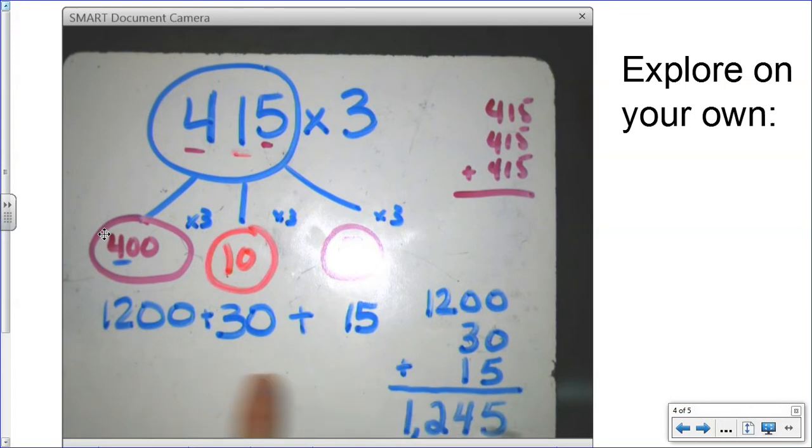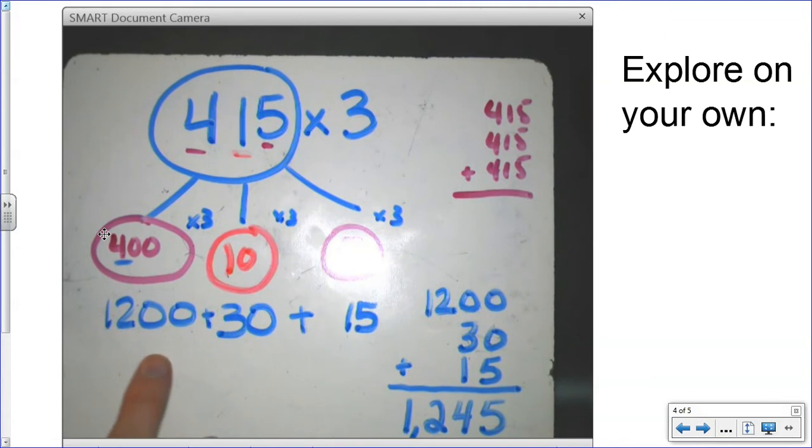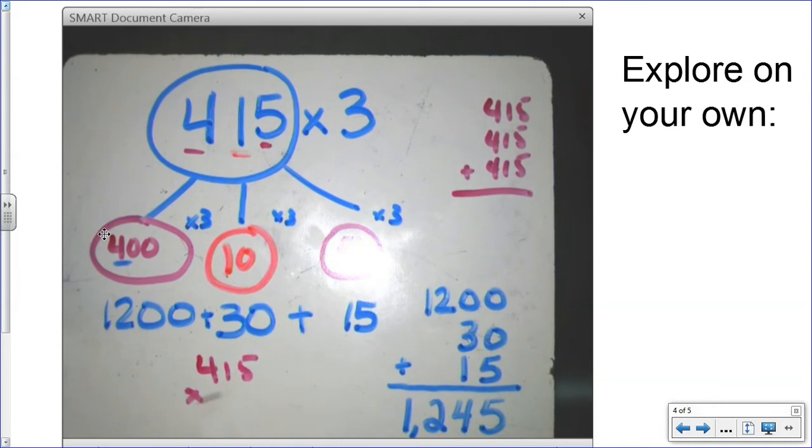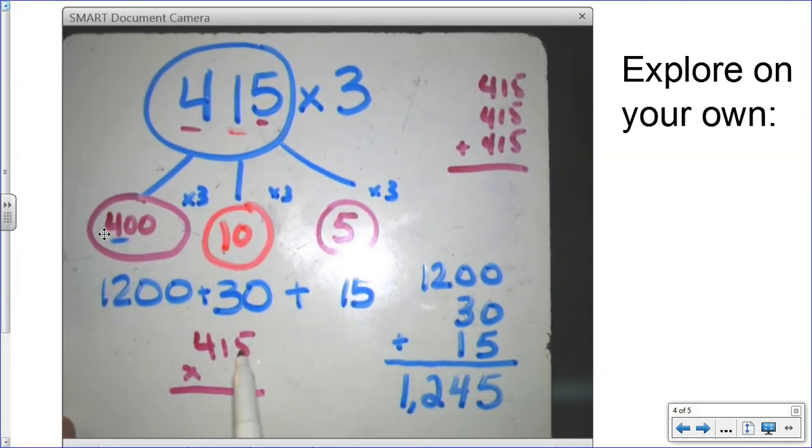Now this work here actually ends up showing up in our algorithm. If we wanted to quickly explore this work, we could see when we multiply in our algorithm 415 times 3, I'm going to get 15 ones, right? Just like I did over here. So 5 times 3 ones gives me 15 ones.